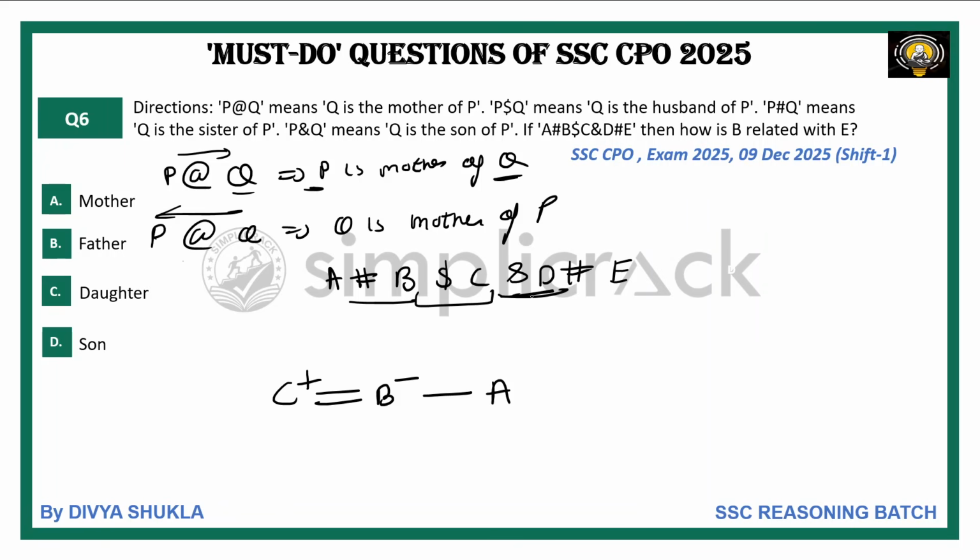C and D means D is son of C. And D hash E means E is sister of D. That means B and C are having two children. How is B related to E? B is the mother of E. I hope this question is clear to all of you.